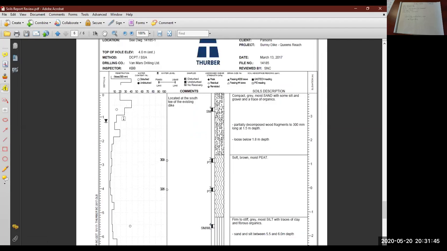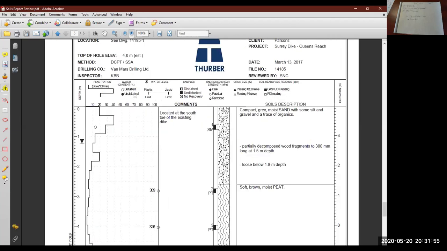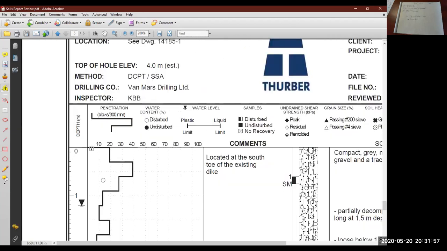This squiggly line here is your blow count. So that relates to this. So 0 is right here. Maybe I'll zoom in a little more. So 0 is this vertical line. So 10, 20, all the way up to 100.